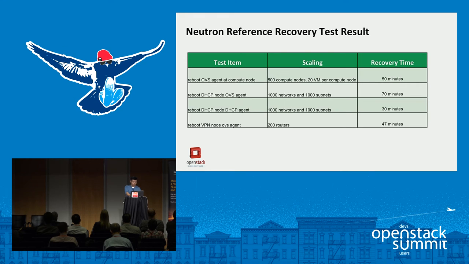We rebooted the VPN node's OVS agent. It will take 47 minutes to recover the service. This is under a 200 routes configuration in one node. So we were able to use the Nuage SDN network to resolve all these problems. So let's ask Scott to talk about how.